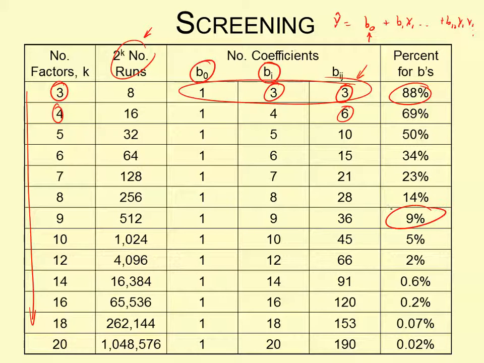If we get down here, with 9 factors, less than 10% of our experiments are going into calculating the important things. All the rest of the degrees of freedom, and there's a lot of them, are going into calculating things we know aren't going to mean anything, that are just noise. So 91% of the degrees of freedom of these 512 runs are just going to help us get a handle on the noise. That's way too many degrees of freedom.